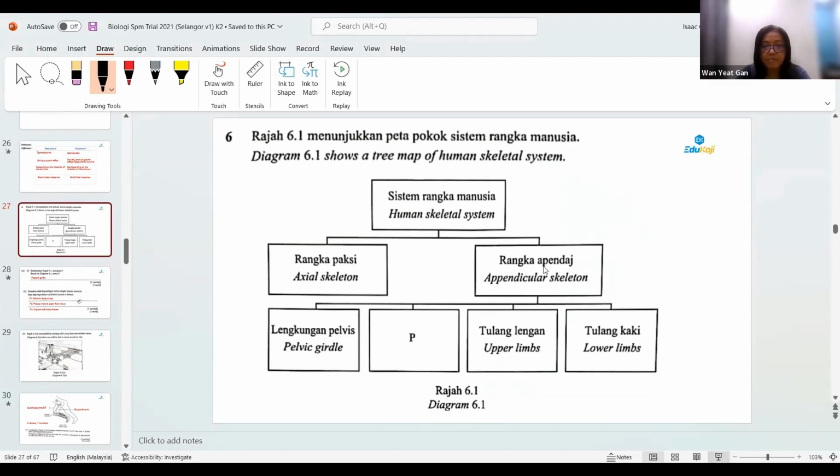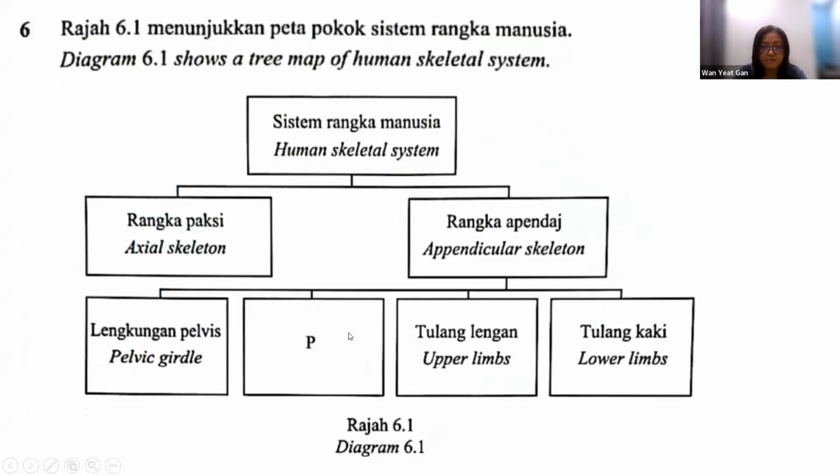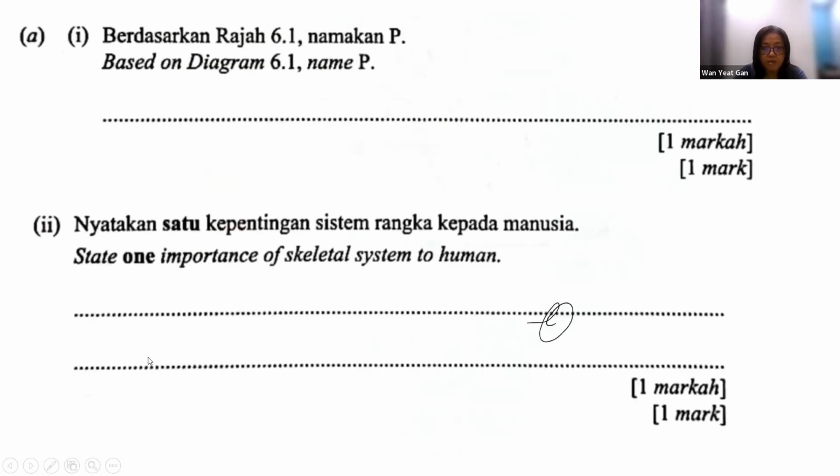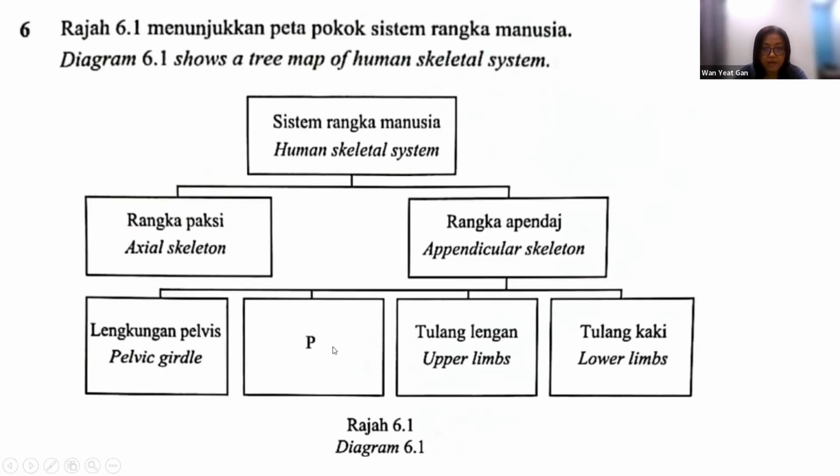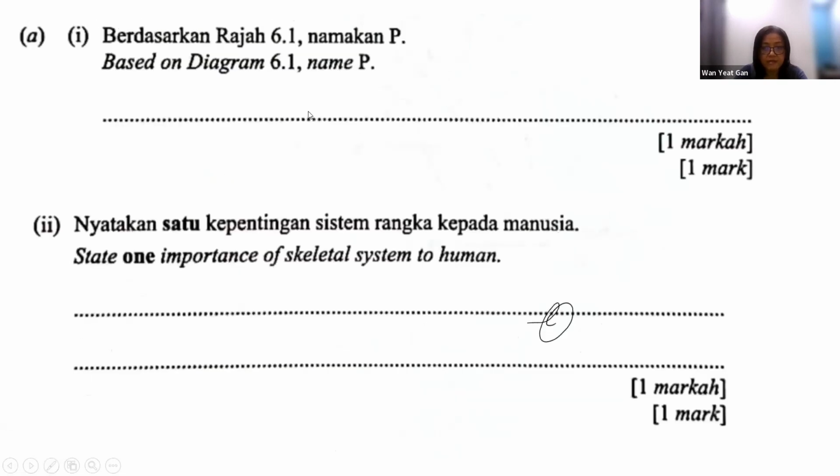Diagram shows a tree map of the human skeletal system. Okay, so the human skeletal system is divided into axial skeleton and appendicular skeleton. Under appendicular skeleton, there's pelvic girdle. Okay, so one for you to answer here: P, upper limb and lower limb. Based on diagram 6.1, what is P? Okay, so another component of appendicular skeleton is pectoral girdle.